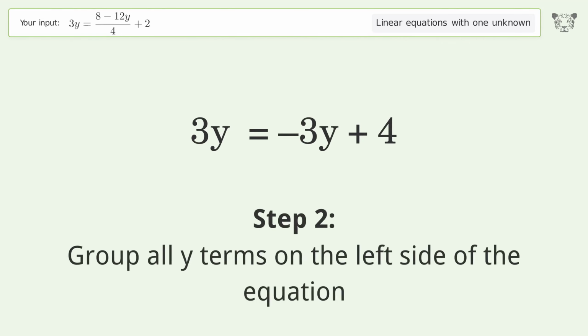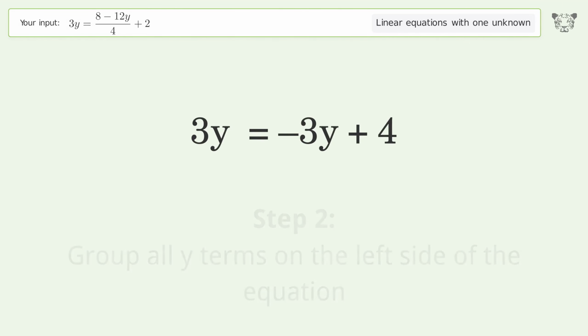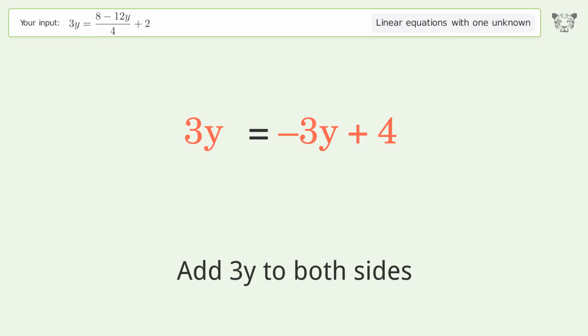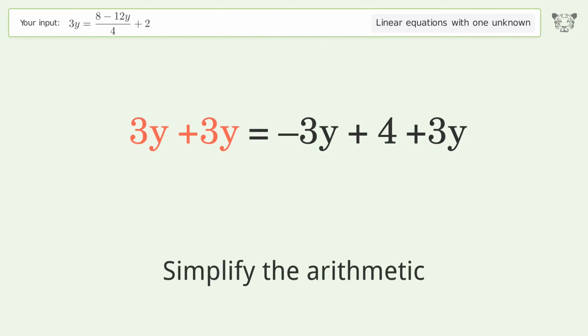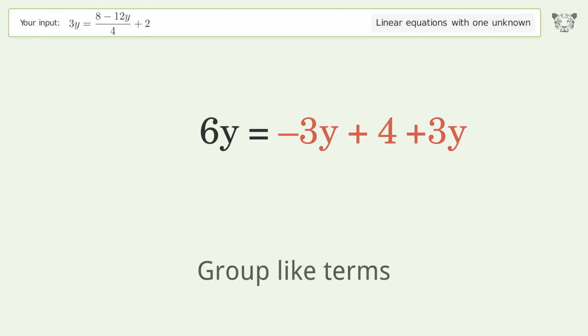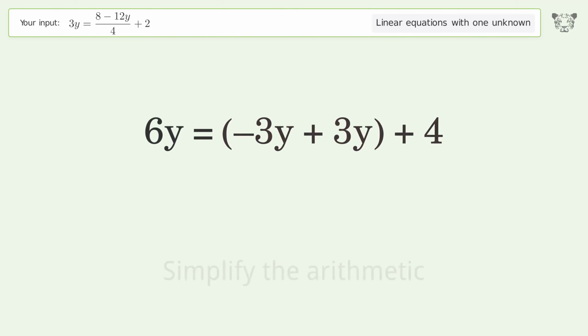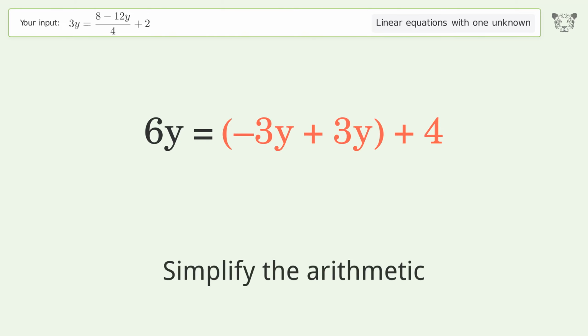Group all y terms on the left side of the equation. Add 3y to both sides. Simplify the arithmetic. Group like terms. Simplify the arithmetic.